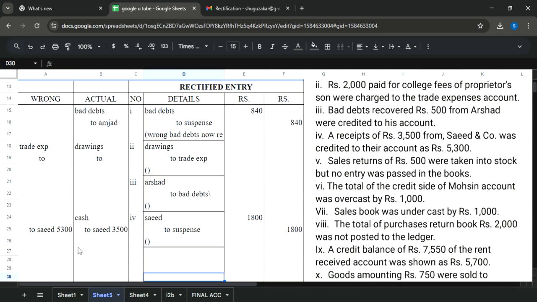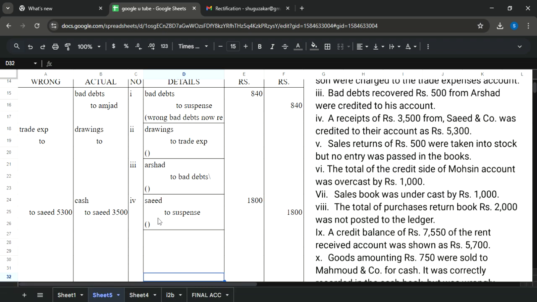So guys, in this way our entry number 4 is completed. Why I have not written the amount over here? It's very simple. Whatever is written over here, you will write the same amount. Like in question number 3, 500 was the amount. Just write down 500 over here and 500 over here. 4 entries are completed. Let's focus for 5th entry.